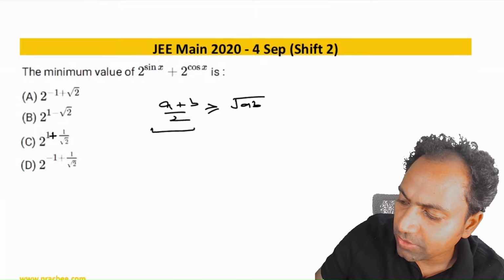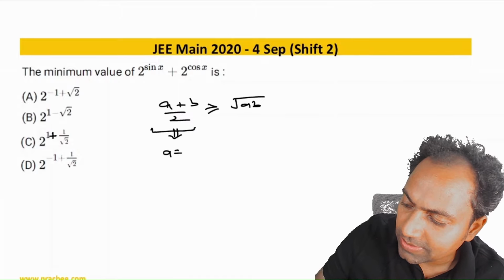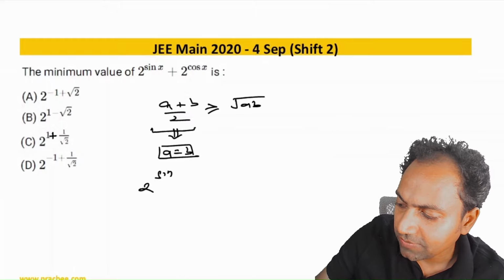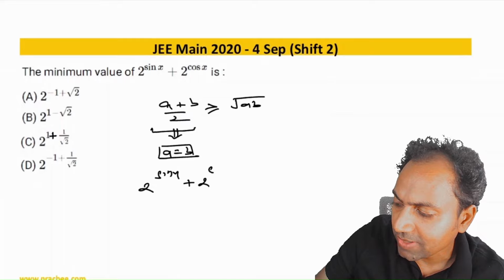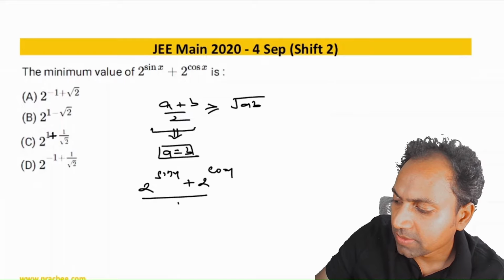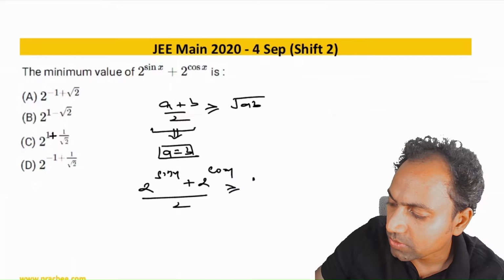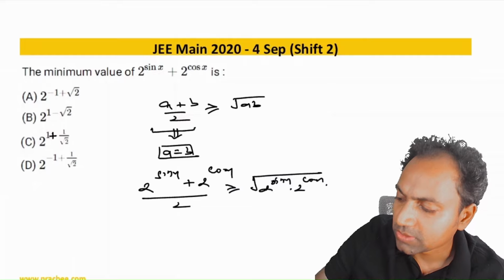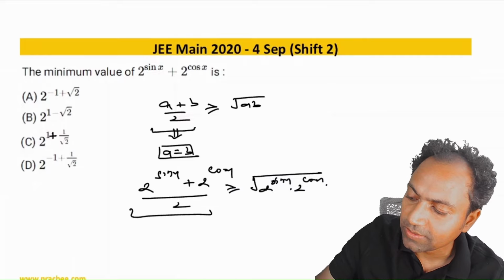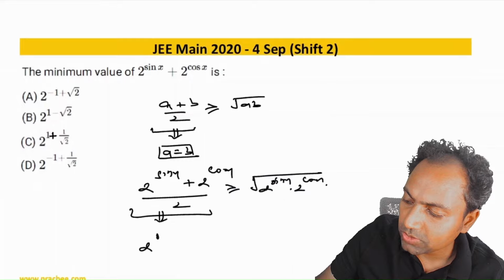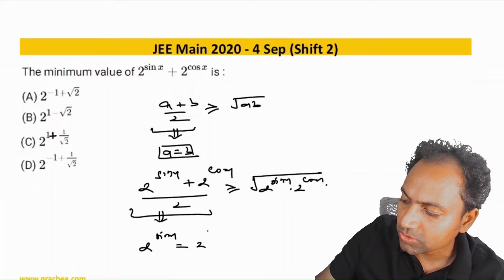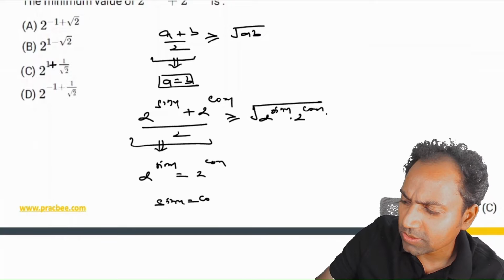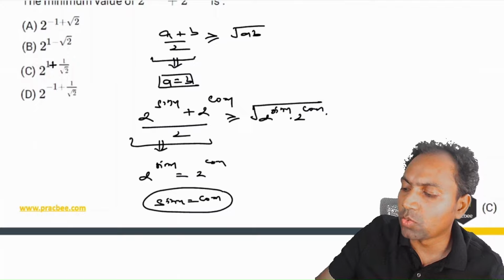So the minimum value of this part will come when a is equal to b. So if we have two terms, in place of a we have 2 raised to the power sin x, in place of b we have 2 raised to the power cos x. Divide by 2 is always greater than or equal to root of 2 raised to the power sin x into 2 raised to the power cos x. Now the minimum value of this left hand side will come when 2 raised to the power sin x becomes equal to 2 raised to the power cos x. And that is going to happen when sin x is equal to cos x. So there are two values possible.